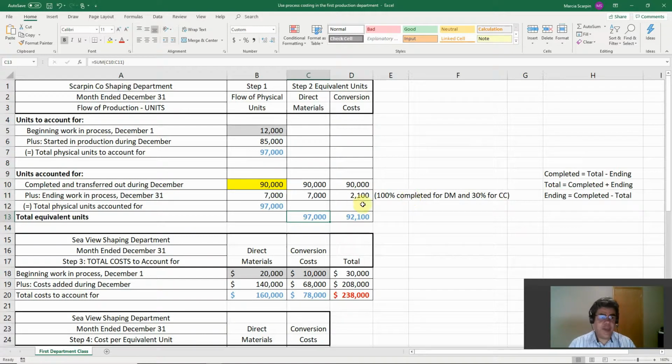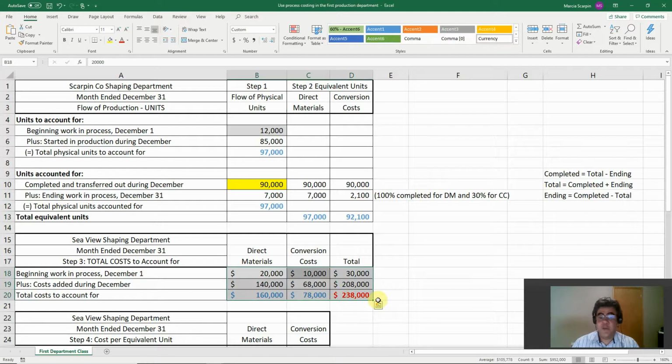Okay? And then what do we have here? Step number 3, the total cost. Usually we get this number from the financial accounting department. So our beginning inventory, these 12,000 units, $20,000 for direct materials, $10,000 for conversion costs, plus our cost that we added during December, 140 for direct materials, 68 for conversion costs. So our total is 238. Now we will split this total into these 90,000 completed and 7,000 work in process.